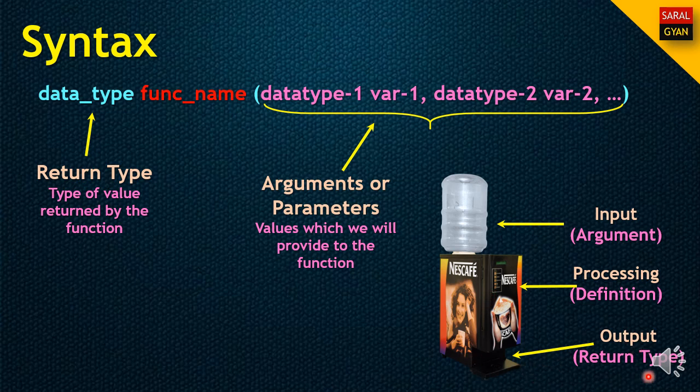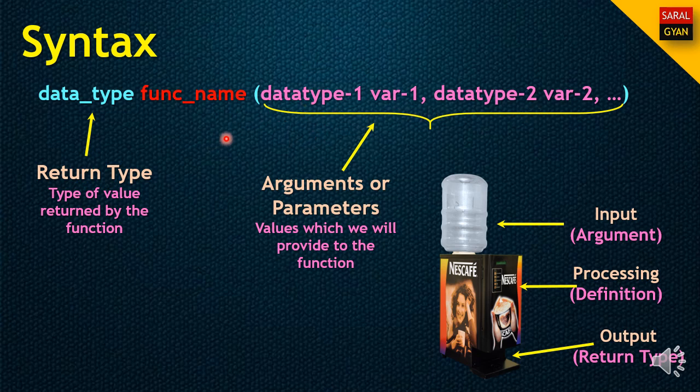For example, if I am adding two integer type numbers, then the addition of those two integer numbers will be an integer. So in this case, the return data type will be int. And arguments will also be integer values.